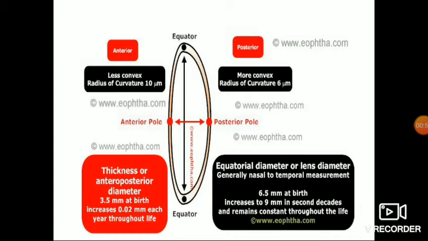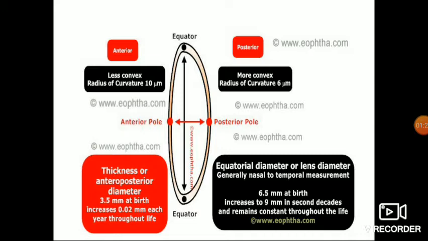The thickness of the lens is measured from the anterior pole to the posterior pole. Anterior pole is the center of the anterior surface of the lens and posterior pole is the center of the posterior surface of the lens. The thickness varies according to the age. At birth, it's about 3.5 millimeters, and it increases by 0.02 millimeters each year throughout life, and till old age, it reaches about 6 millimeters.